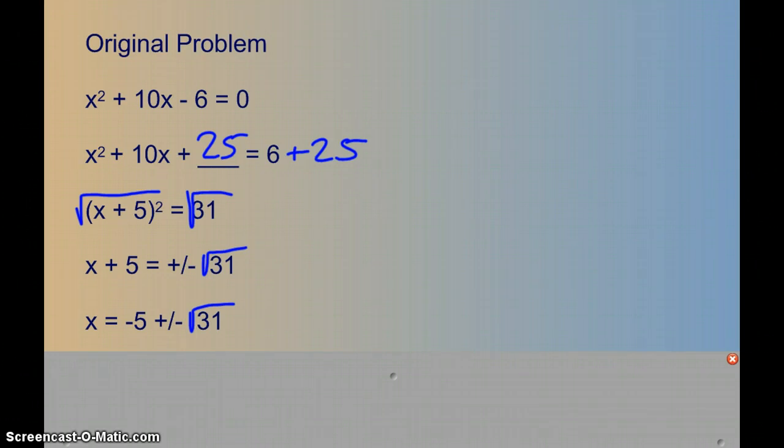-5 plus or minus the square root of 31 is our final solution, and we leave our answer in that form. We could make it into a decimal, but for right now, we're going to work with radicals and do our simplifying radicals to kind of stay on that same path with what we were doing last unit.